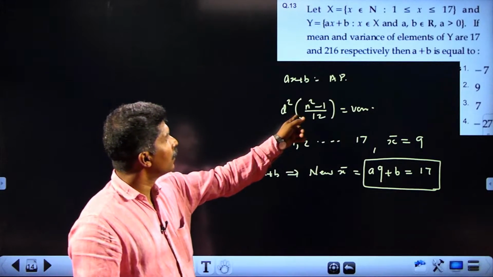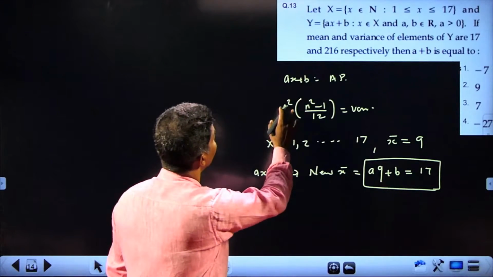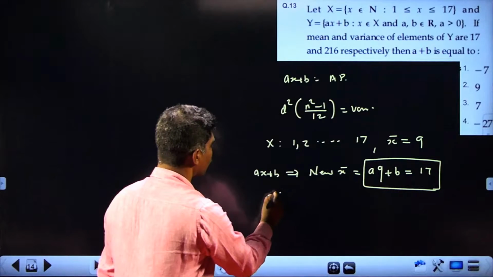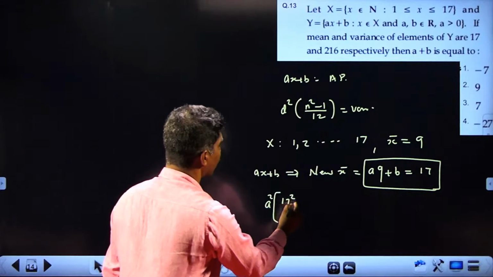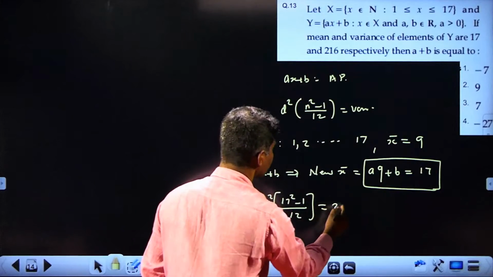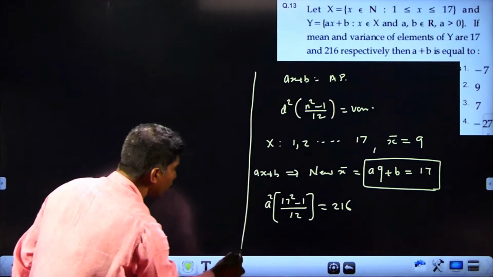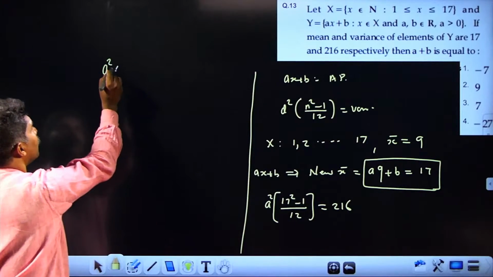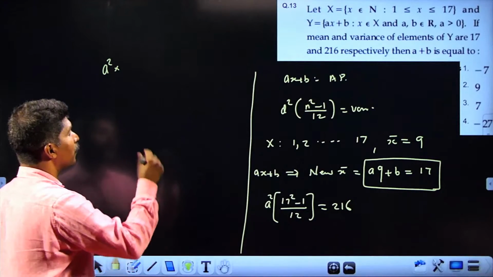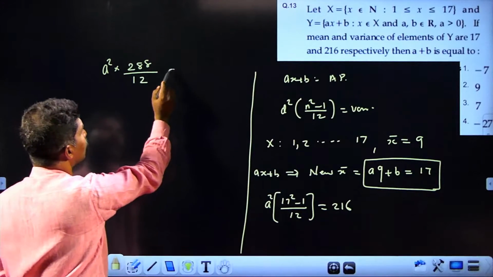Next is the variance. Variance is given as d square. D is nothing but a. So a square into n square, 17 square minus 1, divided by 12, that is equal to, variance is given as 216. That is a square into 289 minus 1, 288, divided by 12 is equal to 216.